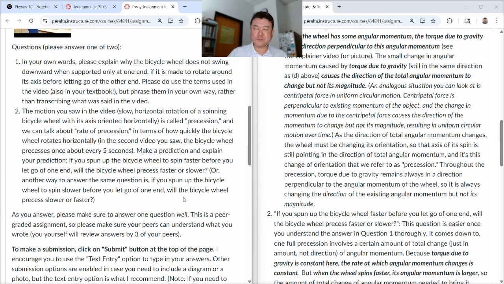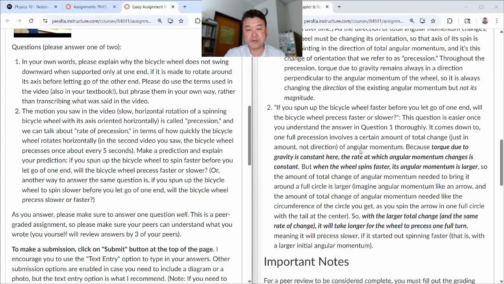And I think this is a good, sometimes harder question, because a lot of times people have the intuition to say, oh, you are spinning it slower, so it'll precess slower. And the correct answer is the opposite. Let me show you the model answer.